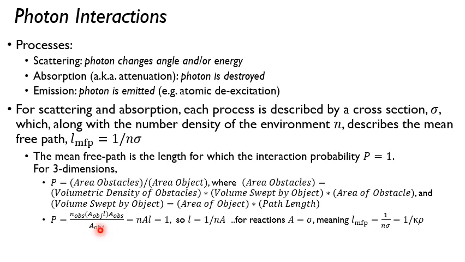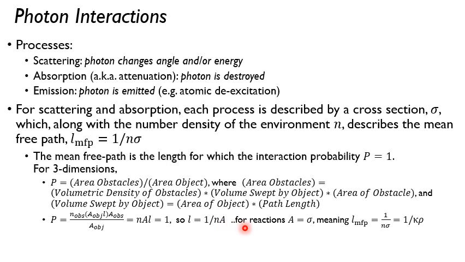For this example, let's just say that the object area and the obstacle area are the same. So for instance, you have one billiard ball traveling through some three-dimensional volume with a bunch of other billiard balls, then those are going to cancel. Or I guess in any case these cancel. So your probability is equal to the number density times this volume swept out, and that's got to be equal to 1. And so then the length that you've traveled for this interaction probability of 1 is equal to 1 over the number density times the area.